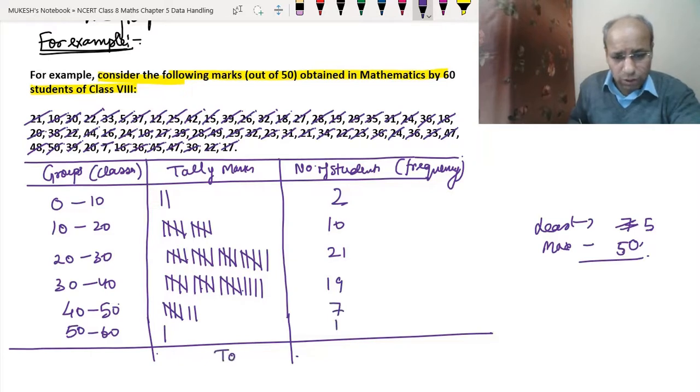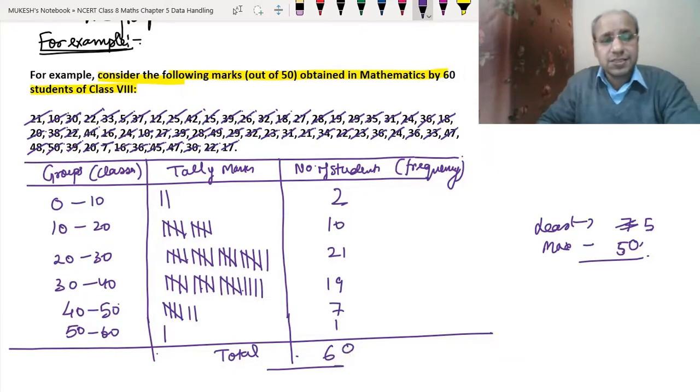Then we have to make a total of it. 2, 10, 21, 19, 7 and 1. Carry 2, 1, 3 or 2, 5 or 1, 6. So there were a total of 60 students given here. So we are getting the 60 students total. So that means our answer is correct.